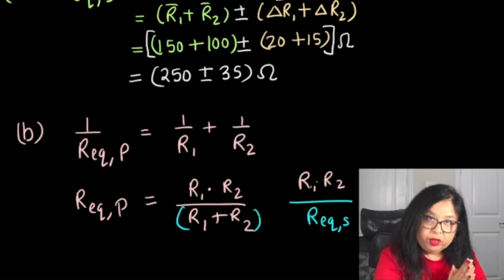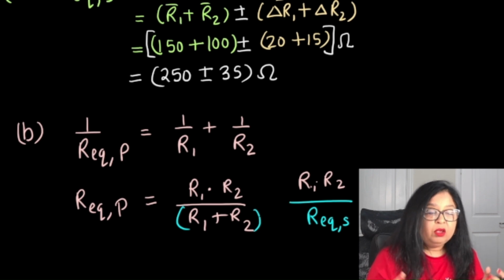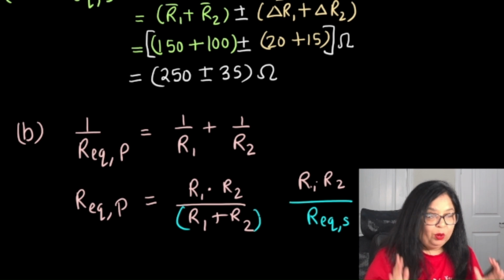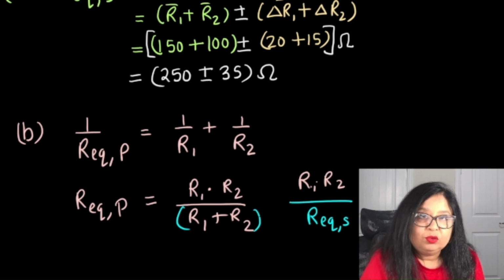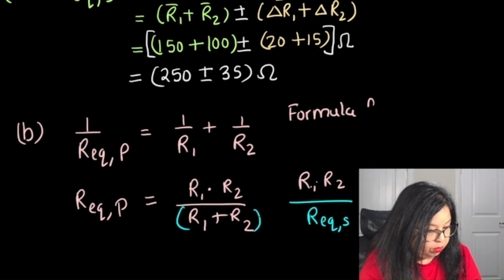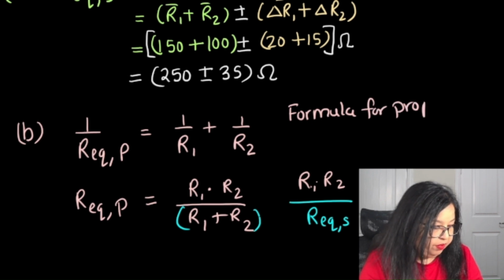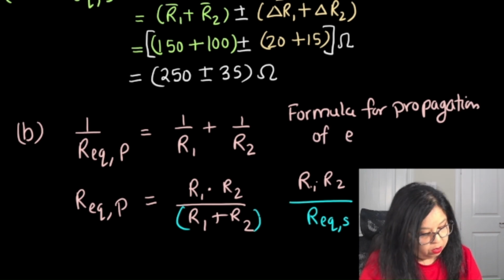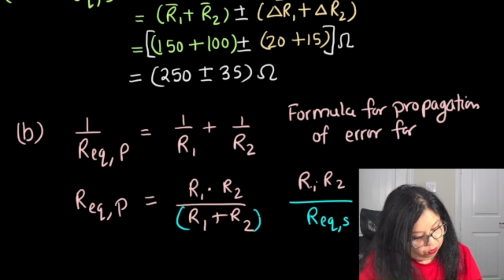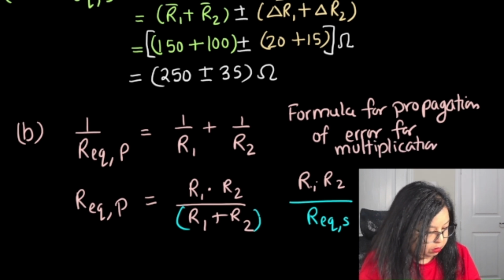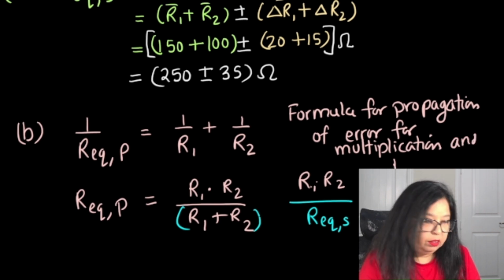So we should use the formula for propagation of error when the physical quantities are multiplied or divided. But when we do so, it gives us the wrong answer. It doesn't work for this case over here. The formula for propagation of error for multiplication and division.